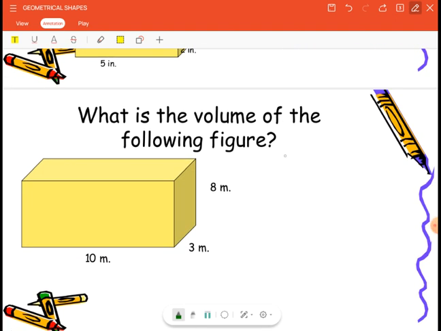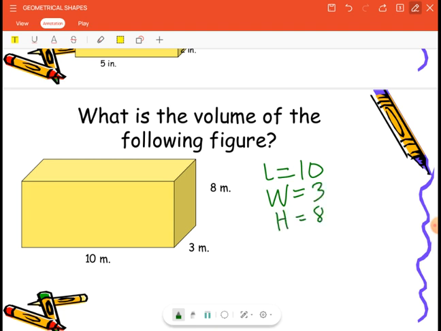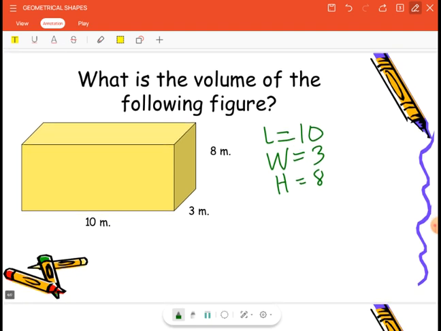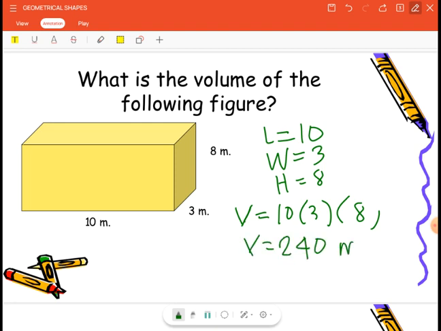Ito naman. So, yung ating length is equals to 10 meters. Yung ating width is equals to 3. And yung height natin is equals to 8. Okay? Anyway, kahit alin naman yung, depende sa orientation nyo. Ang importante ay nandun yung tatlong components. So, yung volume natin is length times width times height to 10 times 3 times 8. Okay, so that is equals to 240. Okay, 240 cubic meter. Okay, next.